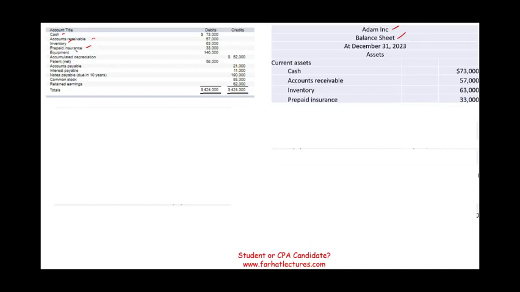Equipment, $140,000. When a company buys equipment, do they buy it for a year or longer than a year? Let's think about it. Well, I hope you know this. When you buy property, plant, and equipment, those are long-term investments in your company.